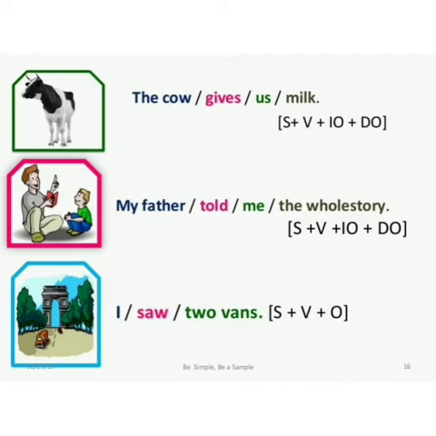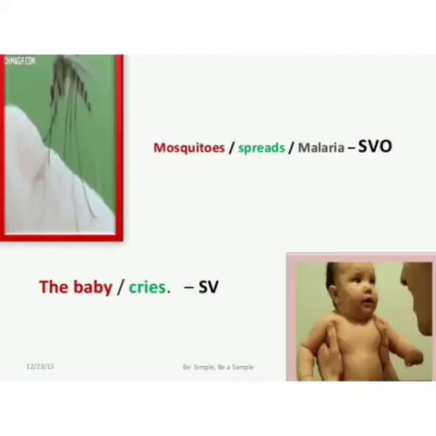What does the cow give? Milk. To whom? Us. My father told me the whole story. My father, subject, told, verb, me, indirect object, the whole story, direct object. I saw 2 vans, subject, verb, 2 vans is the object. Next, mosquitoes spread malaria. Subject, spread, verb, object, malaria. The baby cries, the subject, cries, which is the verb.